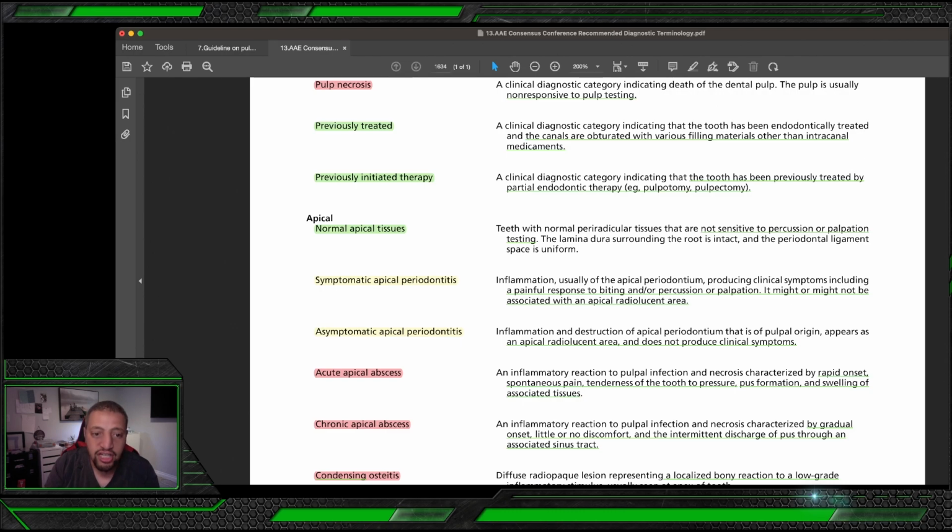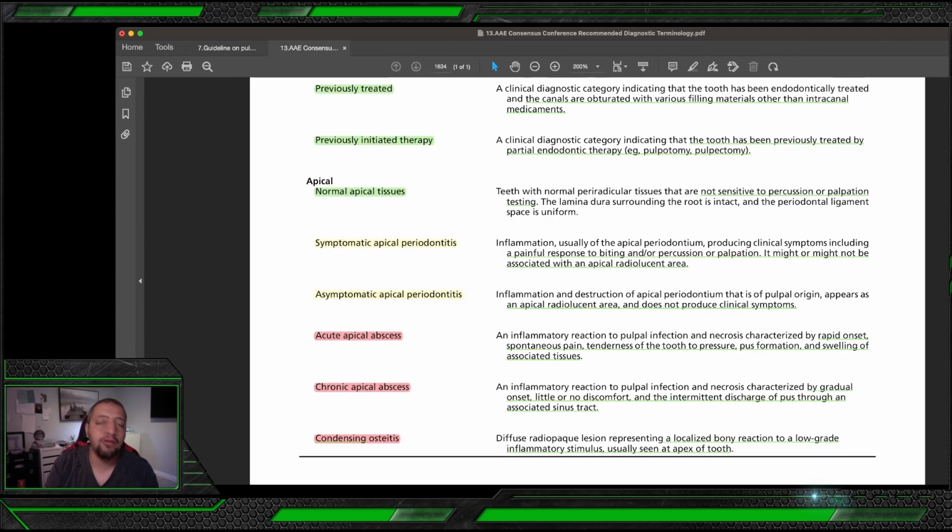So for this category, symptomatic, as you can think about it, a symptomatic patient will tell you some symptoms, and the x-ray might or might not have some radiolucency. In asymptomatic, the patient might not tell you anything. He might tell you, I feel the tooth is different, it's coming out of the socket. I had pain in this tooth before, and now nothing is hurting me, but I would like to check up on this tooth. And when you take an x-ray, there is apical radiolucency that does not produce clinical symptoms.